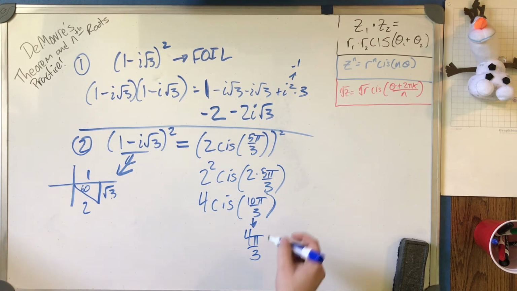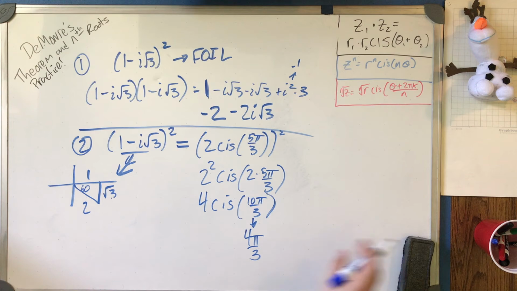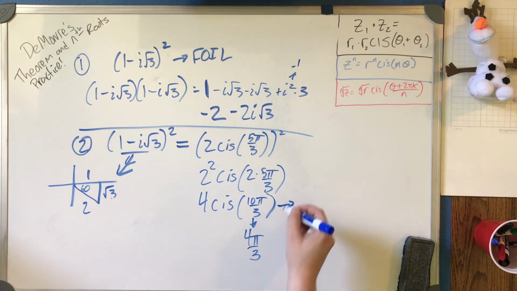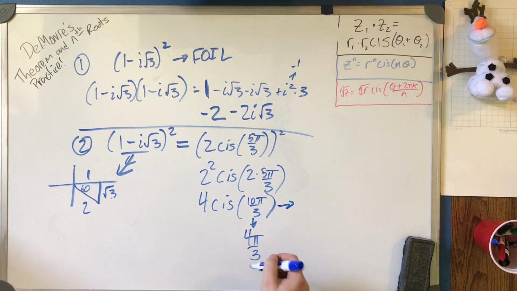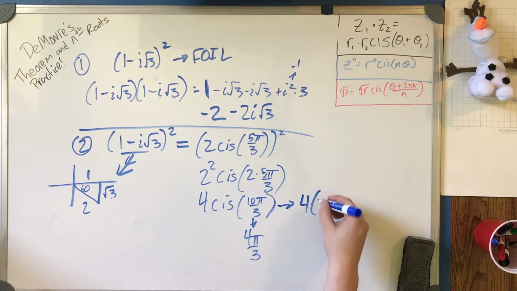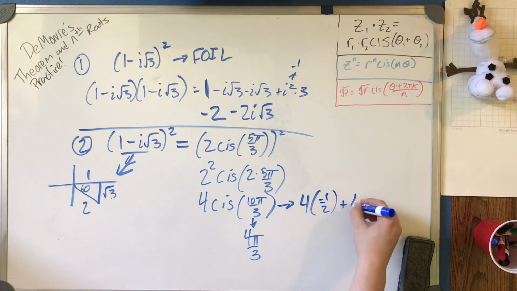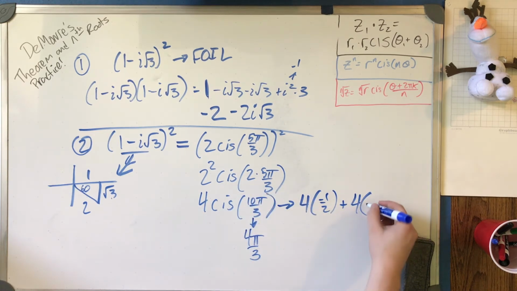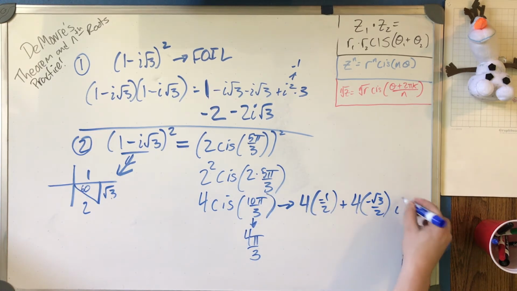Okay? So I want to convert this out, and there's a couple different ways that we could do this. We could just do what is cosine of 4 pi over 3. It's -1/2, so I'm going to have the radius times cosine 4 pi over 3, plus the radius times sine of 4 pi over 3, so it's a negative square root of 3 over 2 i.